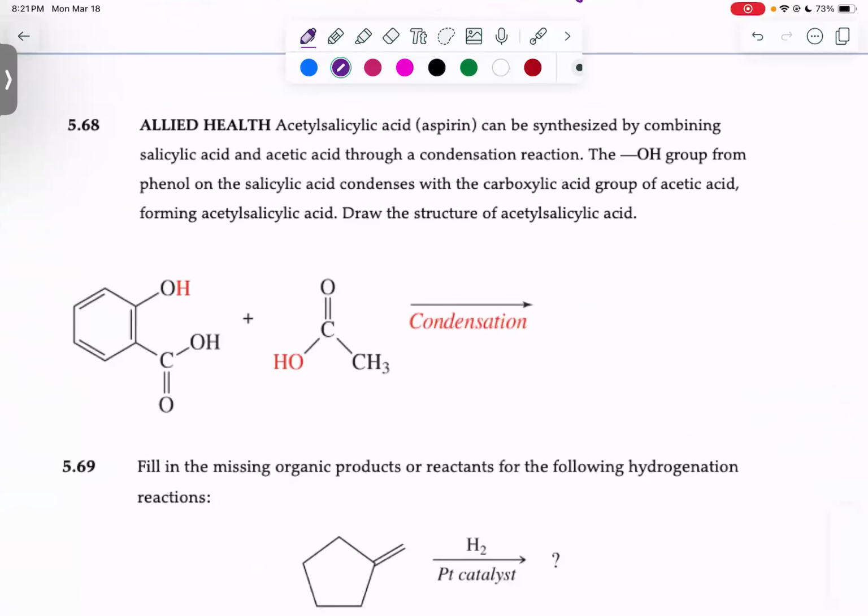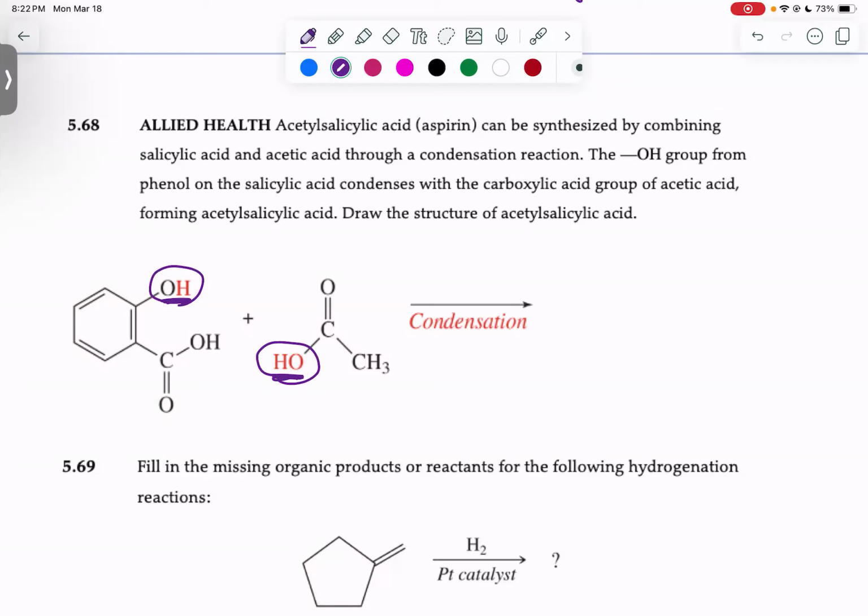All right, now we're going to synthesize aspirin, acetylsalicylic acid, through a condensation reaction. So the hydroxyl group from the phenol on salicylic acid condenses with the carboxylic acid group of acetic acid. So this hydroxyl and this hydroxyl are going to participate in the condensation reaction.